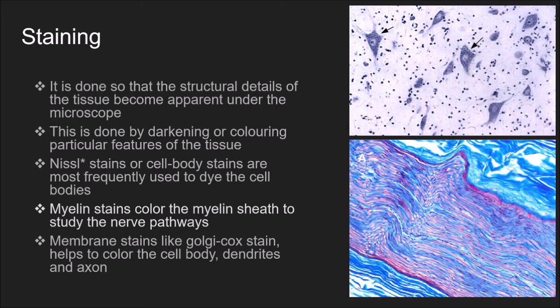Myelin stains color the myelin sheath to study the nerve pathways. On your bottom right, you can see trichrome staining of the right phrenic nerve showing preservation of the myelinic sheath. Membrane stains like Golgi-Cox stain help to color the cell body, dendrites and axons.